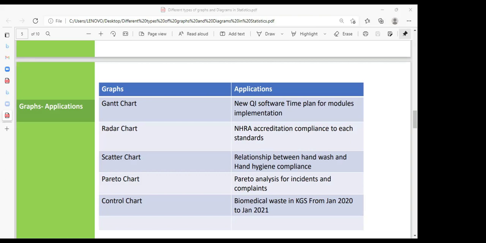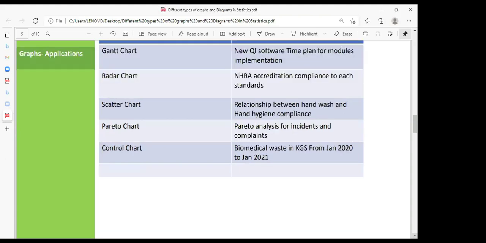Moving forward to the scatter chart, the example I have put over here is the relationship between hand wash and hand hygiene compliance. So basically, if the hand wash is happening very well and properly, the hand hygiene compliance definitely will increase. That is the relationship between both. Going forward to the Pareto chart, we can do or display an analysis for incidents and complaints, whereby we can list down and organize all the incidents and complaints and then prioritize them accordingly using a Pareto chart with the 80-20 principle.